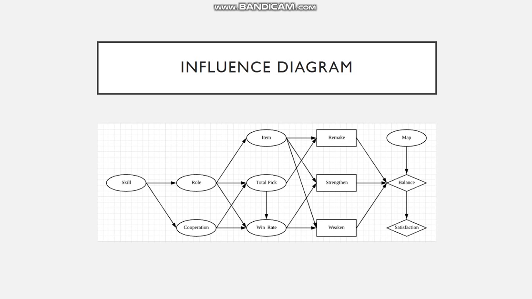This influence diagram is the final outcome to illustrate how 3 main factors, this part is the characters, items, and the map, influence the balance, and then determine the satisfaction.